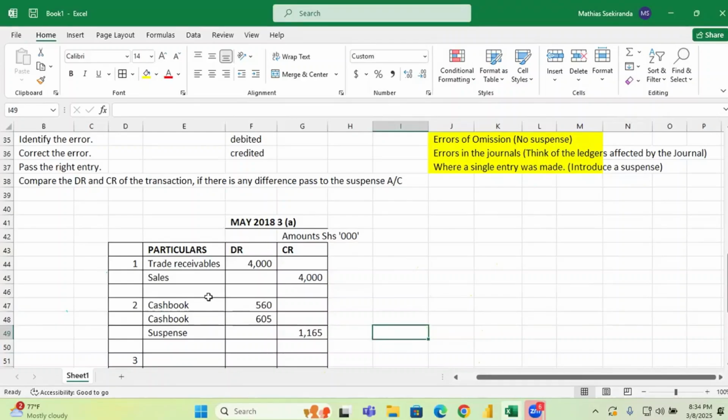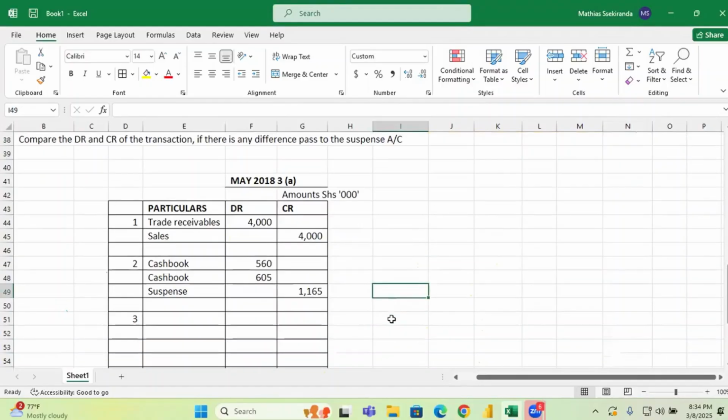So the second step here is correction of error. So we are debiting the 560. Yeah, I've got it. Thank you. Okay. Any other clarification?